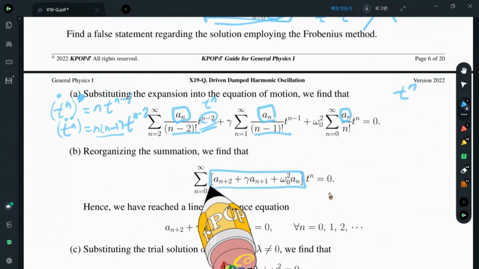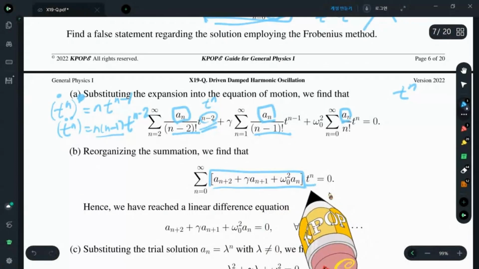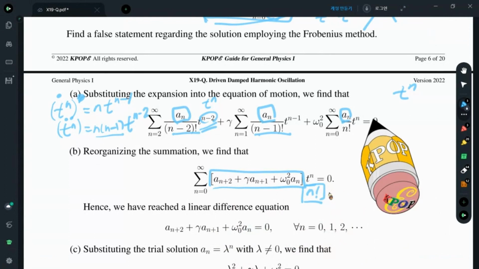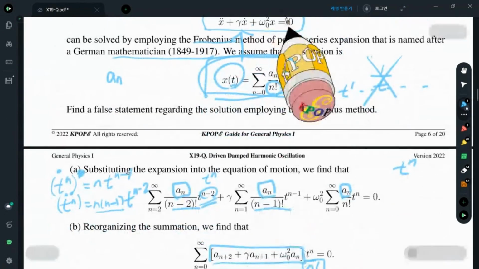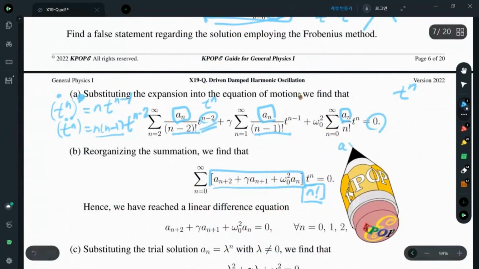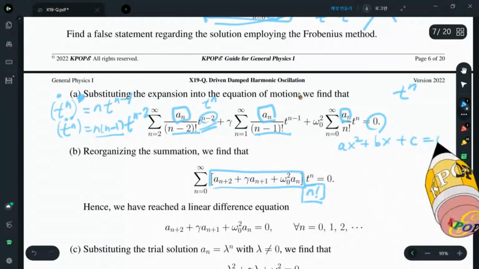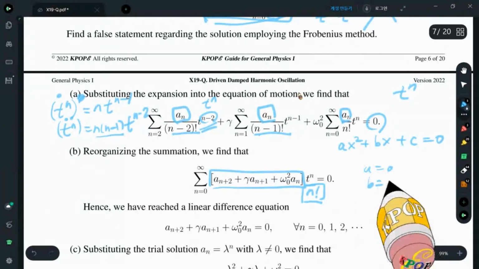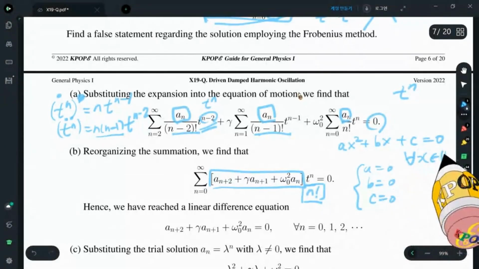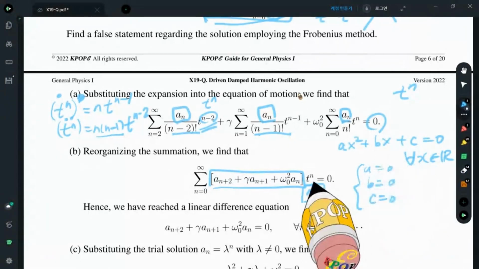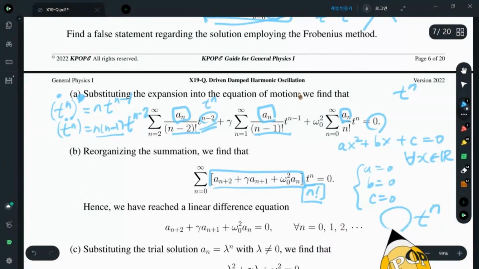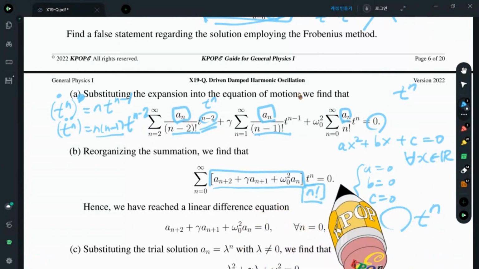This is what we have found. And actually, an n factorial should be written in here. There is a typo. Anyway, for any powers of n, what we need is that the right-hand side must disappear. It is something like, for whatever coefficients you may have, a x squared plus b x plus c equals 0, then a should be 0, b should be 0, c should be 0. This is an identity that is satisfied by all real x. So for whatever power t may have, its coefficient must vanish to reproduce the right-hand side that is exactly 0.